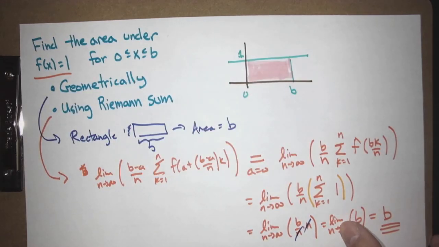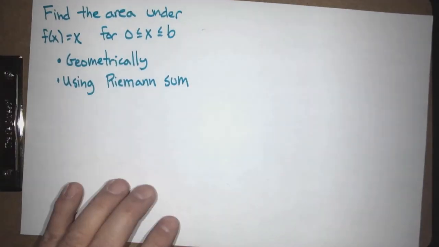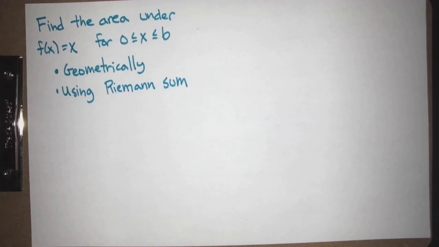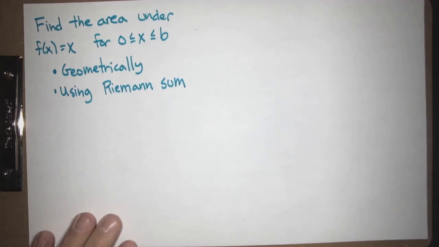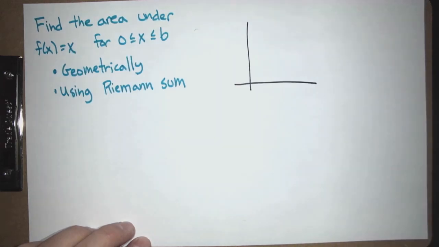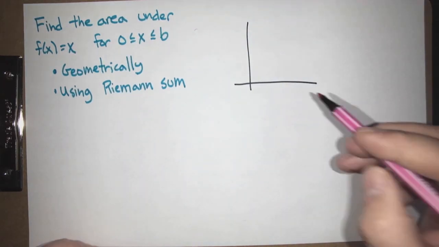Okay, next function. Find the area under f of x equals x, where x goes from 0 to b, geometrically and using a Riemann sum. Okay, cool. So let's sketch this function. F of x equals x looks like a line.